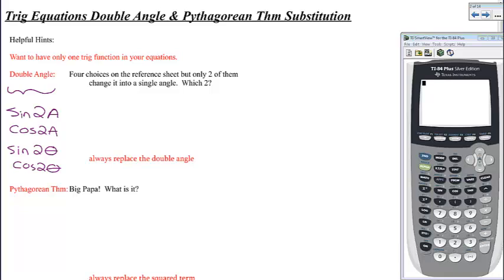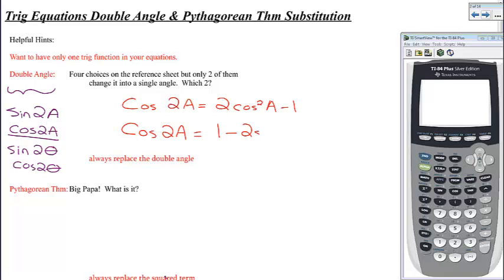On the reference sheet in the exam, there will be 4 double angle formulas given to you, but there are only 2 which rewrite a double angle function in terms of one function, and those are where we will focus our attention. The formulas that we will use and focus on are cosine 2a equal to 2 cosine squared a minus 1, and also cosine 2a equal to 1 minus sine squared a.